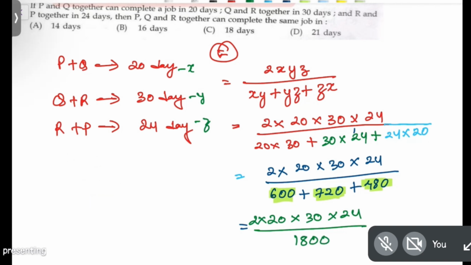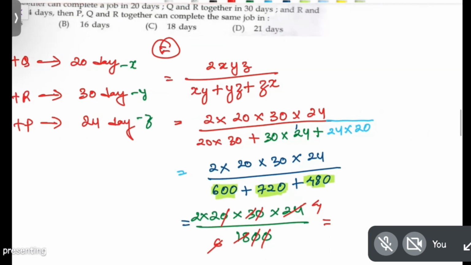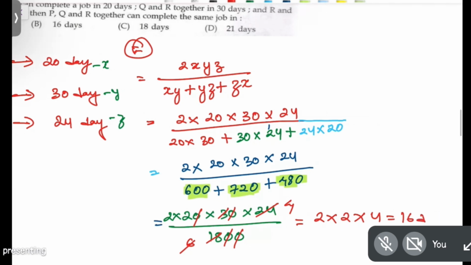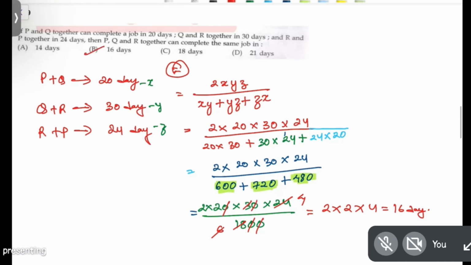Now I'll try to cut. 0 0 will cancel each other, another 0 and another 0. Next, 3 6s are 18, and 6 times how much is 24? 6 times 4 is 24. Now what is left? We are left with 2 into 2 into 4. So 2 2s are 4, 4 4s are 16. Our answer here is 16 days, which is our option B, 16 days.